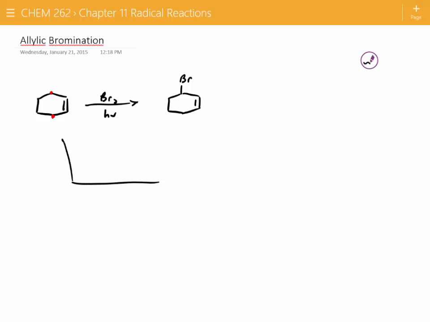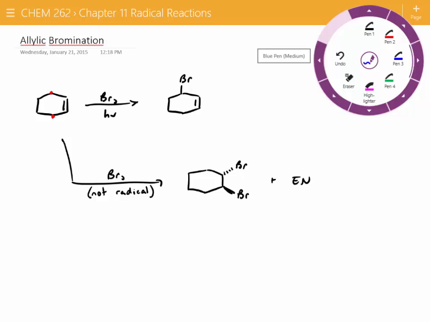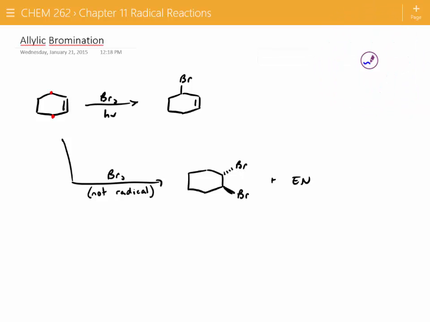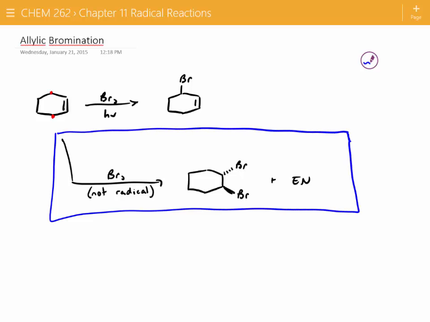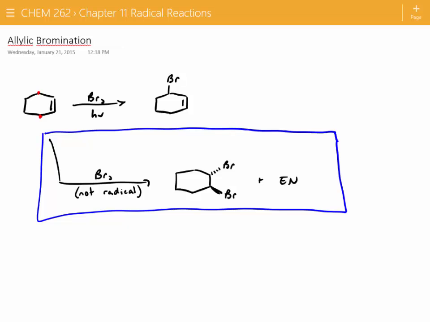So a side reaction is, let's assume we've got Br2 that's not been initiated, it's not a radical yet. If we do that, then we get this side reaction, plus the enantiomer of that. When the bromine finds that 3-membered ring, you go through a bromonium ion intermediate. So the problem with this is that you get a side reaction that is very difficult to control.